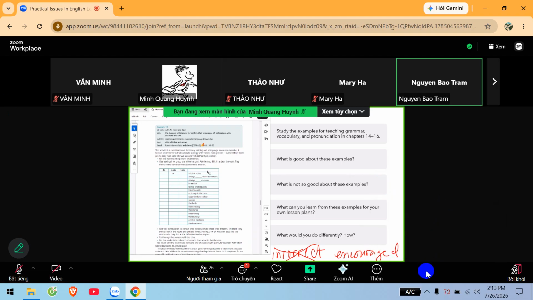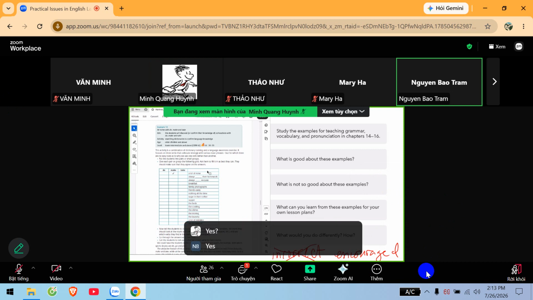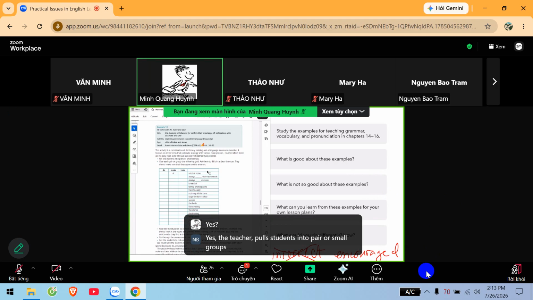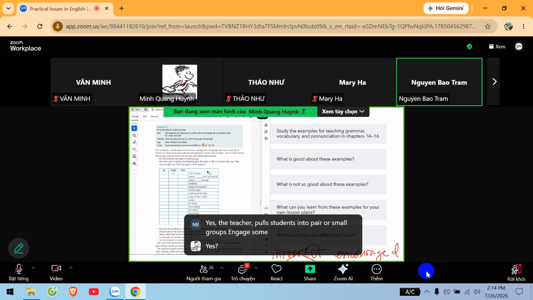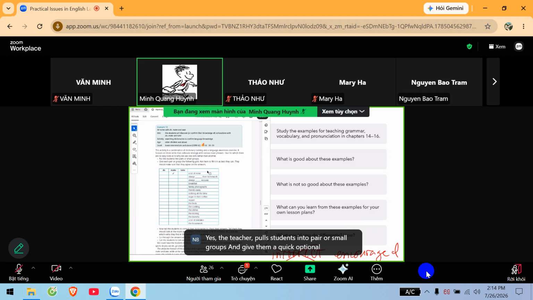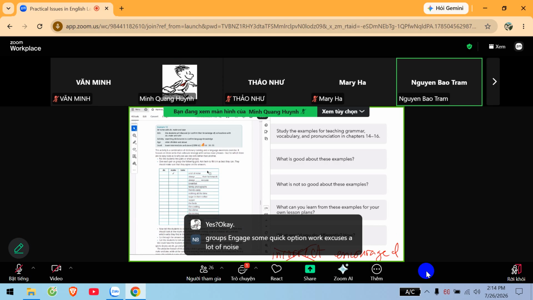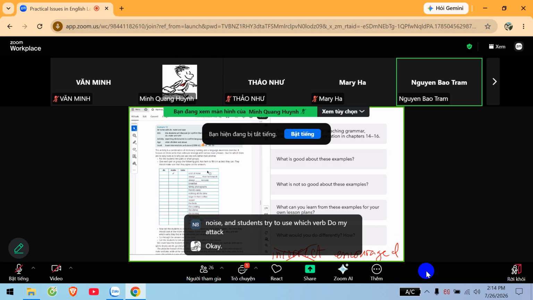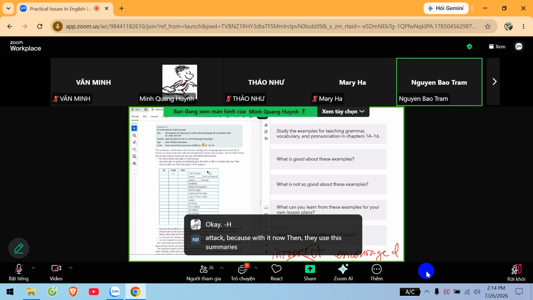Yes, the teacher puts students into pairs or small groups and gives them a grid of noun phrases like homework. Students try to guess which verb, do, make, or take, goes with it. Then they use dictionaries to check their answers and finish by talking about who does these actions in their own house.